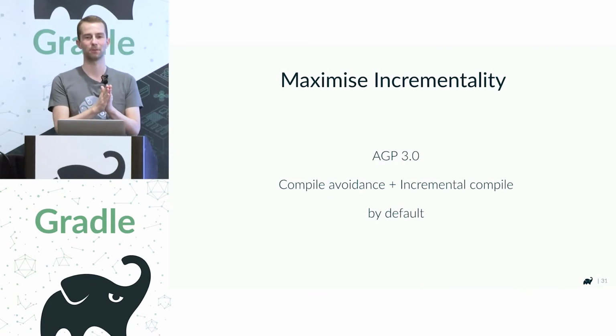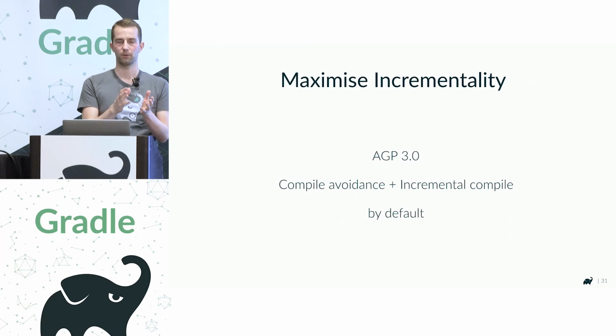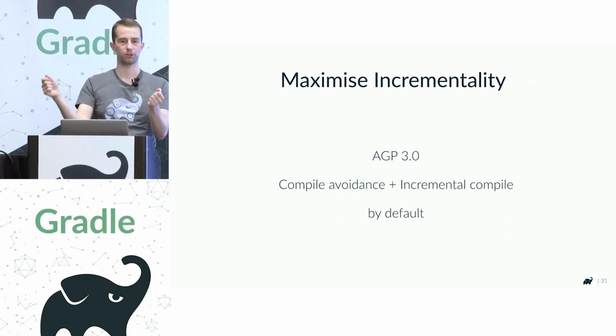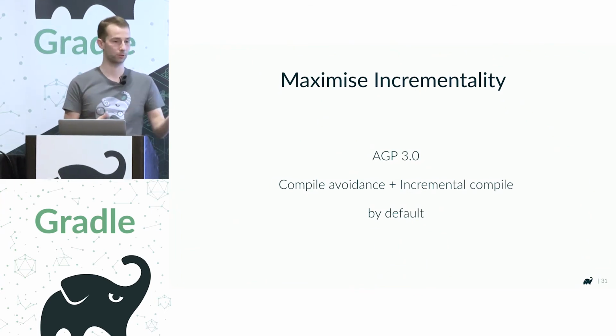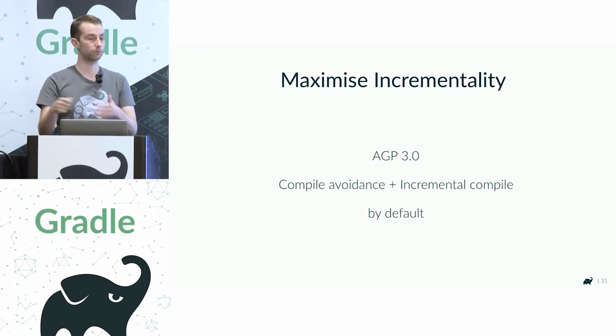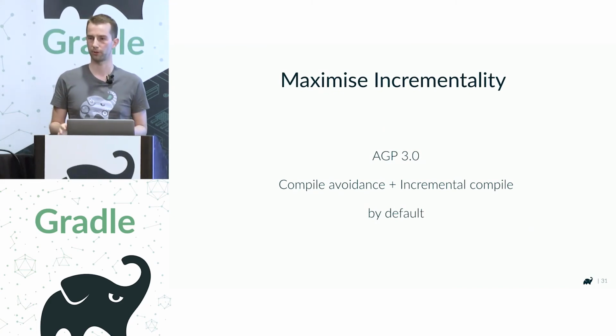So compile avoidance is all about looking at the class path and seeing that none of the ABI changed. The compiler doesn't care about method bodies on the class path. It just cares about the signatures. So what Gradle will do is it'll just hash the signatures. And if those didn't change, then all the rest doesn't matter. So if you added something in your library project, and you just added a method body, then your app doesn't need to recompile at all.